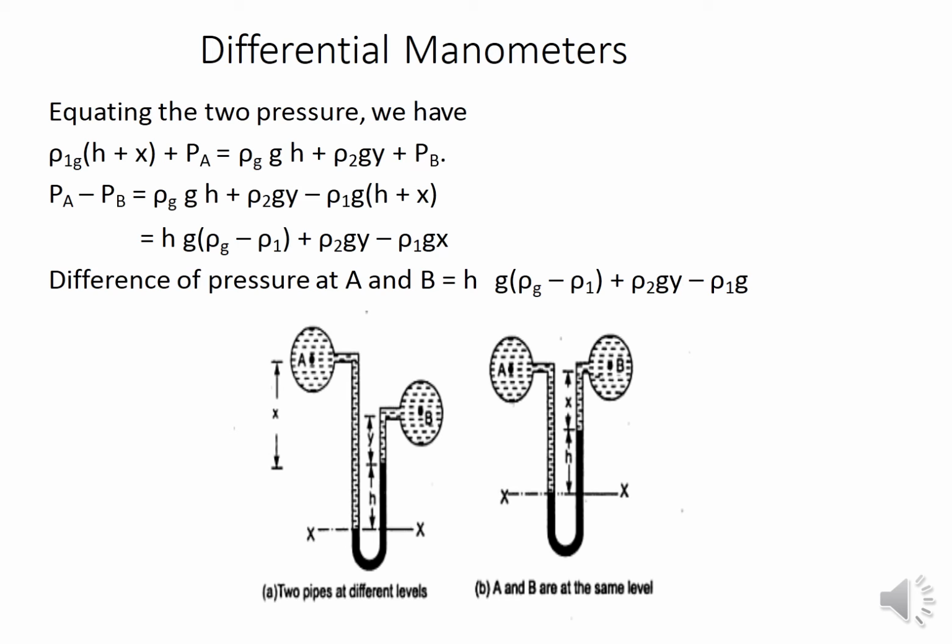You can see the two figures. In one, the pipes are at different heights, and in the other, the pipes are at equal heights. Then you can take X as only the height between the center of the pipe and the mercury level.